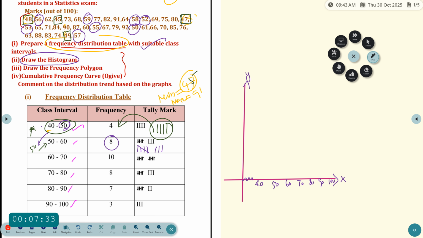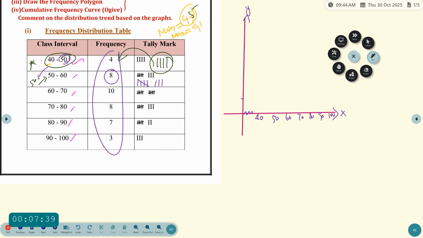And then from the frequency, what is the frequency value? According to the frequency values, choose the y-axis scale. So I can choose 2, 4, 6, 8, 10, 12. This is our scale.